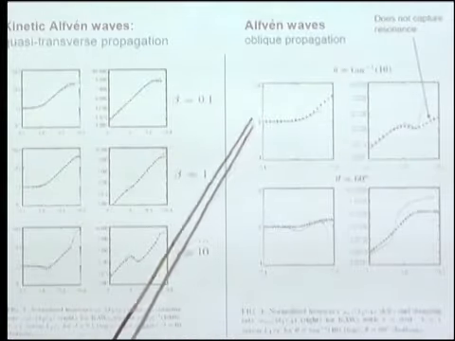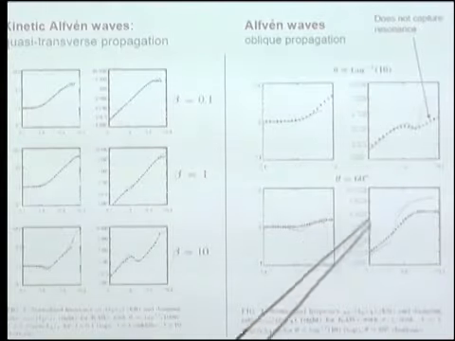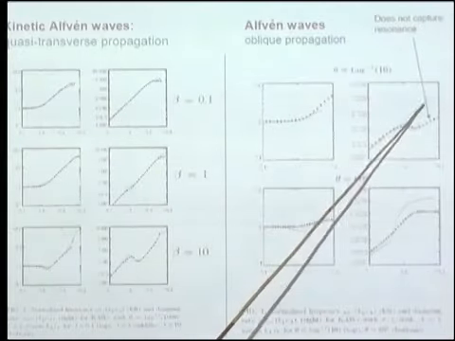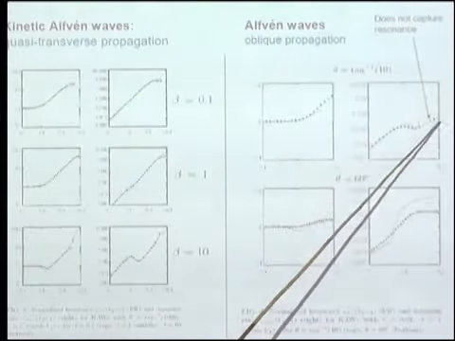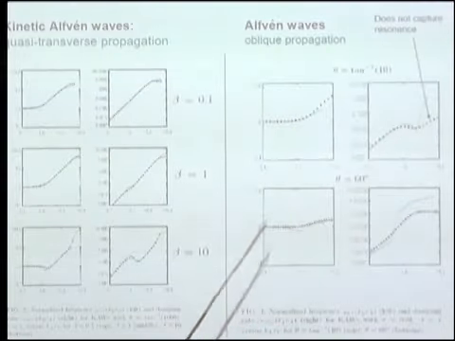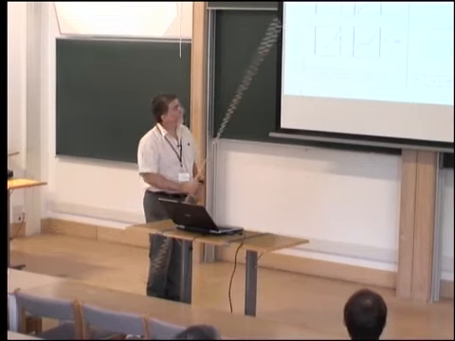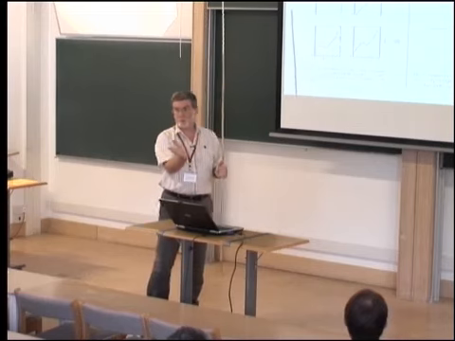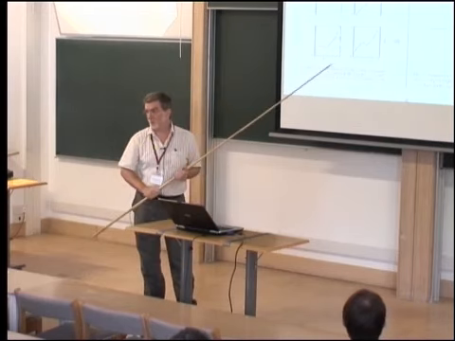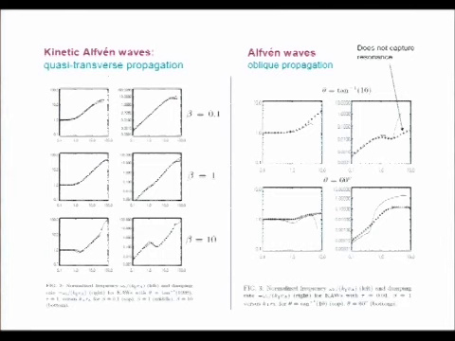For oblique propagation, you get very big deviations between the kinetic theory and this Landau fluid model due to the fact that we do not capture resonances. And so in this situation, if you fall outside the cone of validity of this system of equations, then you have to restrict yourself to scales up to the ion Larmor radius, but not smaller.